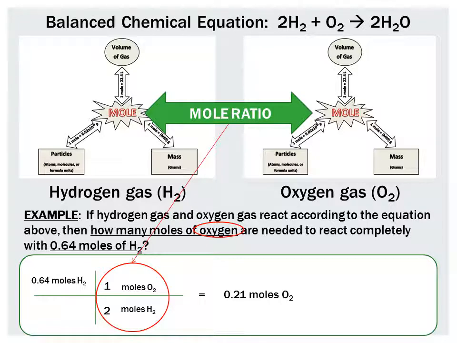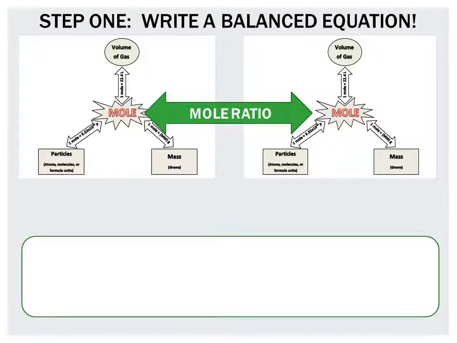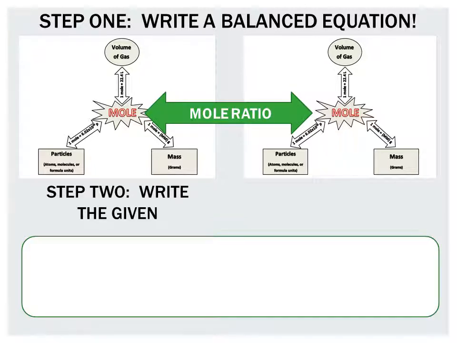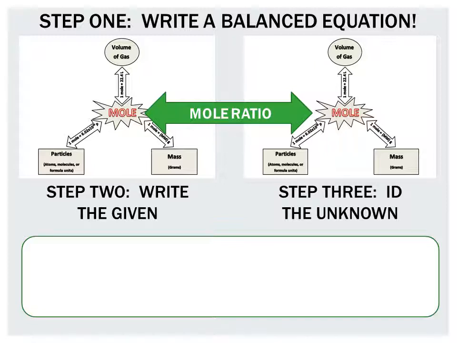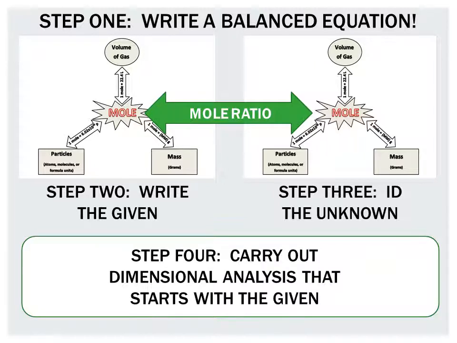Let's summarize what I did. The first step is to write a balanced equation. The second step is to write the given. What number was given in the problem that's going to help you find your unknown? Third, identify the unknown. What exactly are you looking to find? The fourth step is to carry out a dimensional analysis that starts with the given and ends with what you're looking for. Pause it here if you need to continue writing. I'm going to move on.